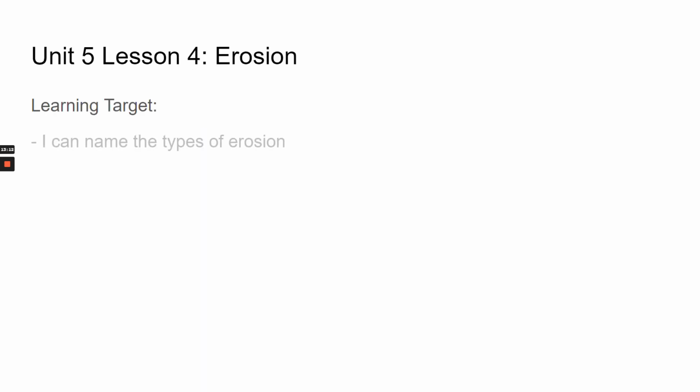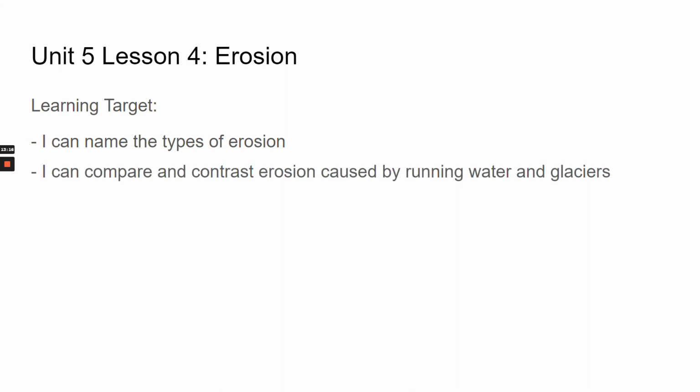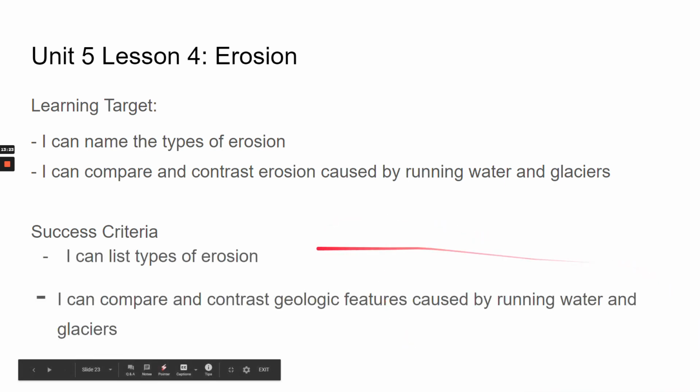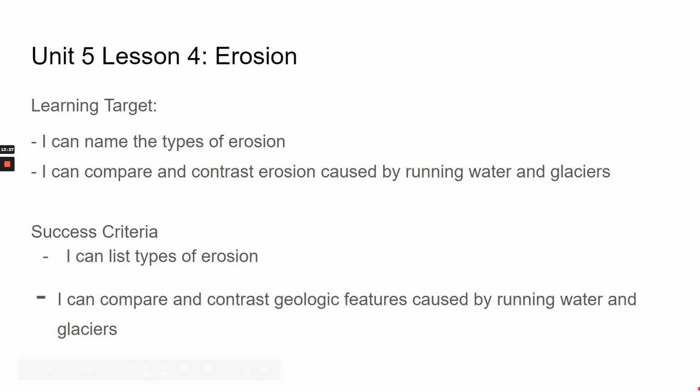So just to look at our learning target, naming the types of erosion, so I just did that for you. Comparing and contrasting erosion caused by running water and glaciers. And then comparing and contrasting the geologic features caused by running water and glaciers. So you want to think about the way that the running water and the glaciers really makes the land look once they move through them.